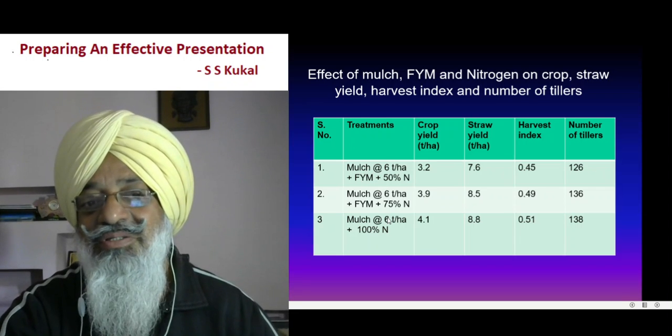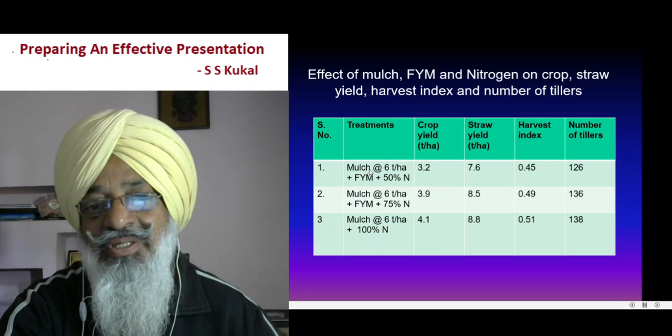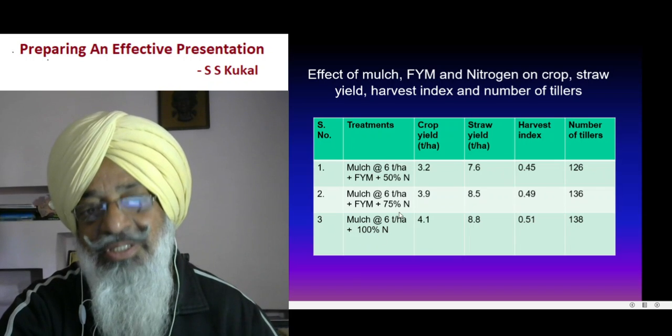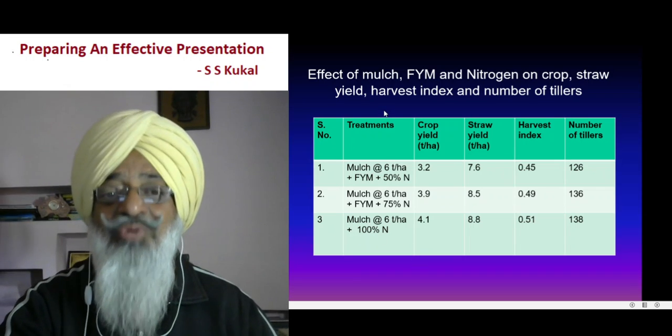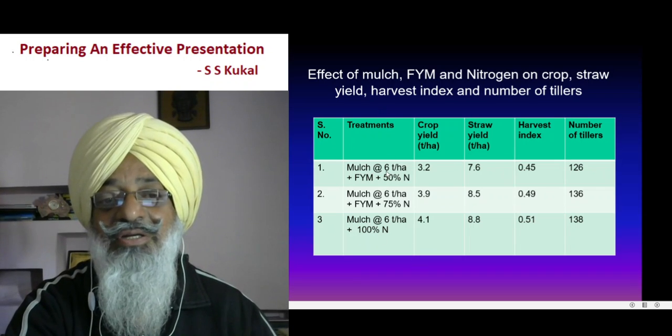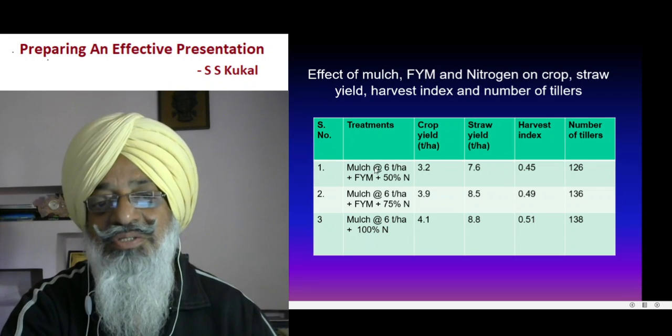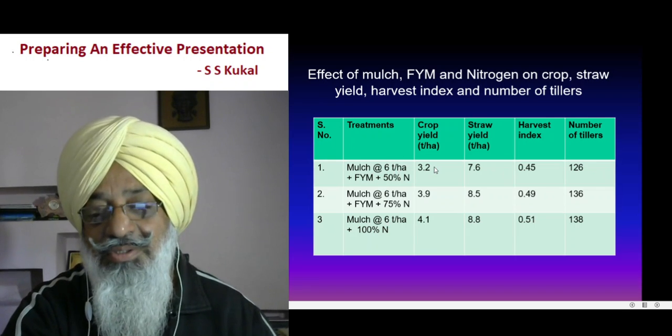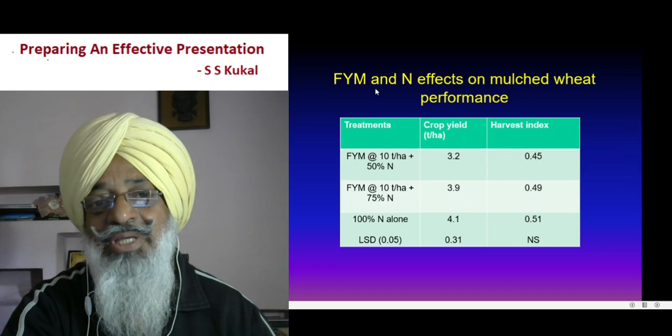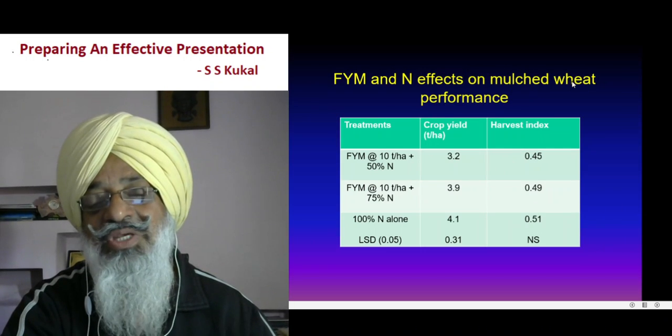So it is mulch wheat. So it is not basically a treatment. 6 ton, 6 ton, 6 ton. Is it part of treatment? It would have been part of the treatment if instead of 6, this would have been 4, this would have been 2 or some other figures. So it is simply mulch wheat. So FYM and N effects on mulch wheat performance.